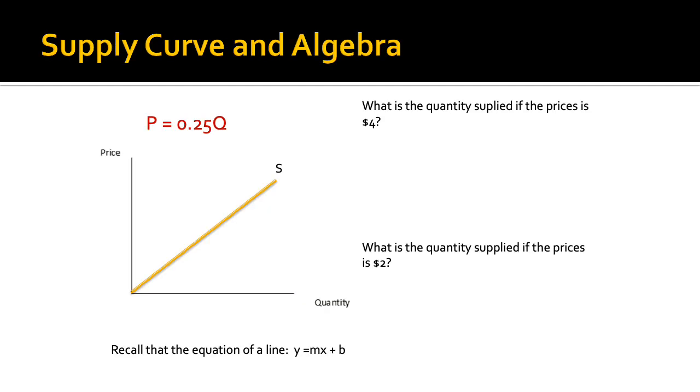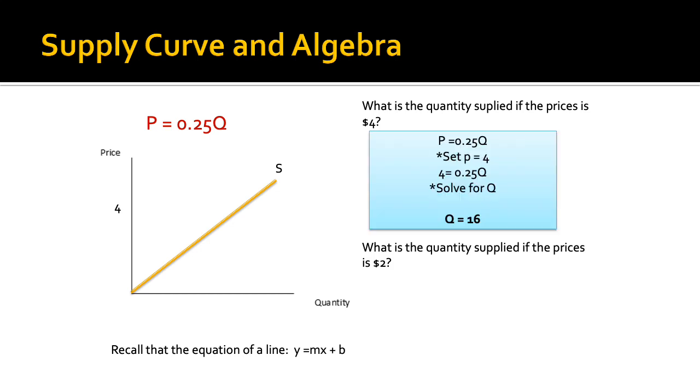Supply curve and algebra. So the equation for the supply curve in this case we'll assume is P equals 0.25Q. So the 0.25 is telling us the upward slope of this line. Let's answer the following question. What is the quantity supplied if the price is $4? So what we're going to do is input 4 for P and solve for the quantity supplied. And here we find the quantity supplied is 16 when the price is $4.